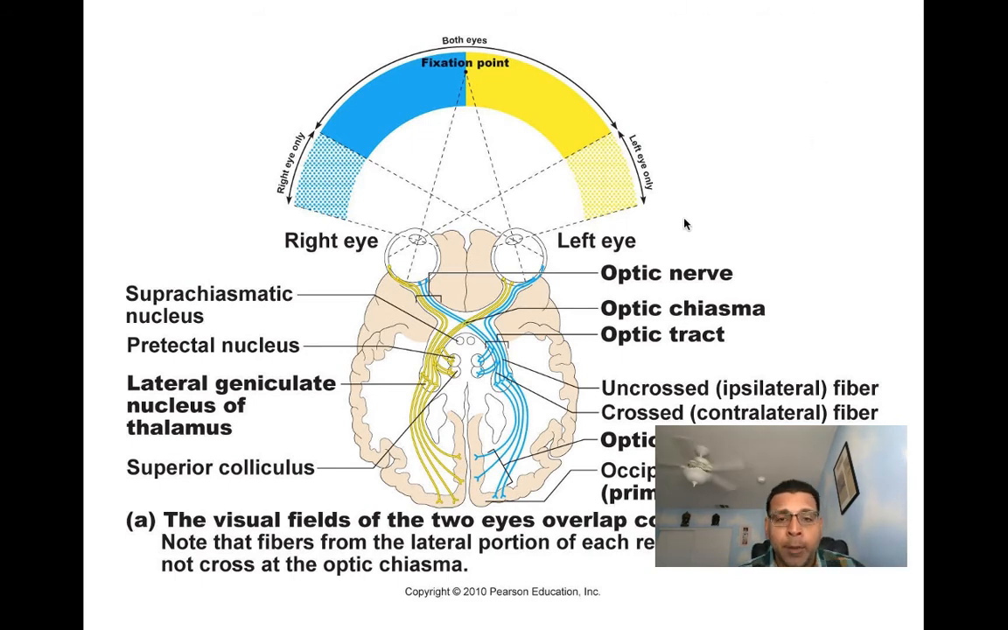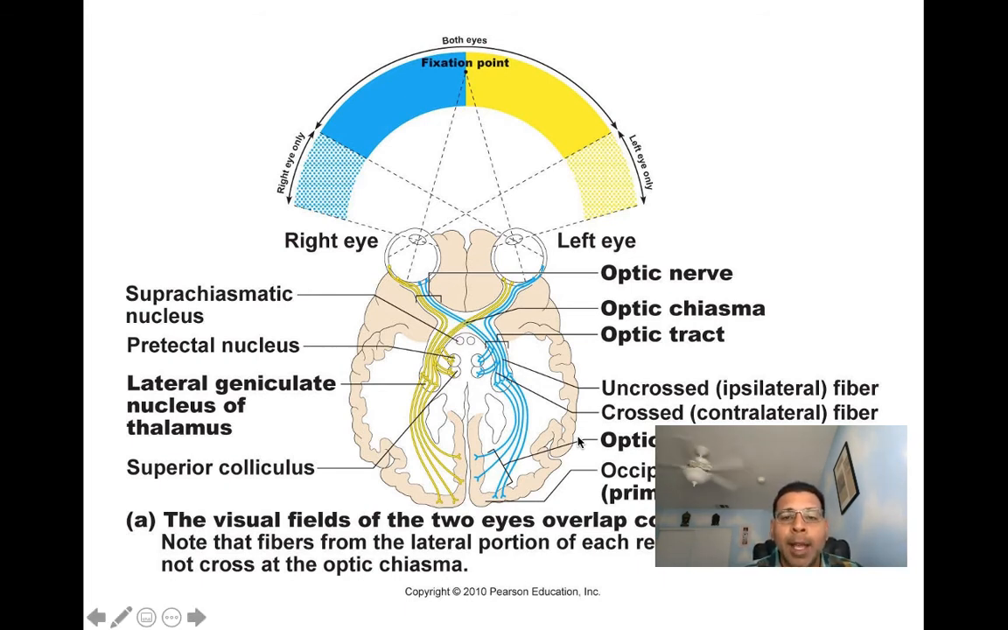So here we can see we've got the left eye, we've got the right eye. Here we've got the optic nerve from the right eye, the optic nerve from the left eye. Now you can see some of the fibers from each of the optic nerves are going to stay on their respective side, while others are going to cross over. You see the same thing happening here with the right eye. You've got some of those fibers staying on their respective side, while other fibers are going to cross over. The crossing over of the fibers is what we call the optic chiasma.